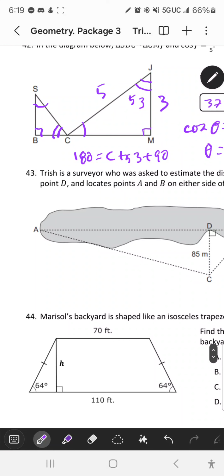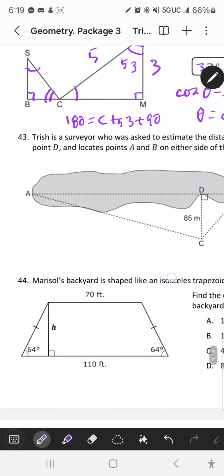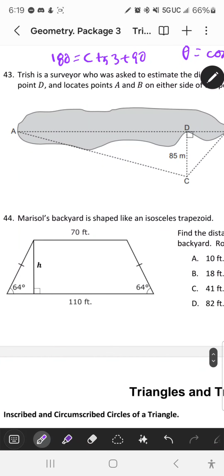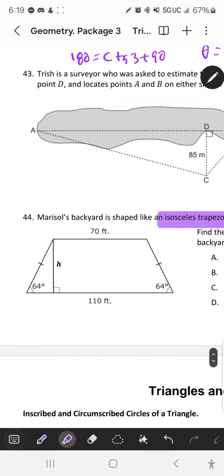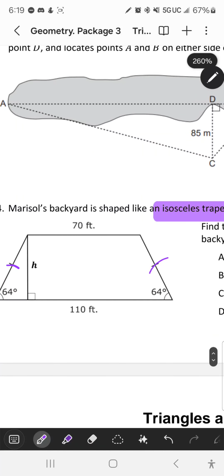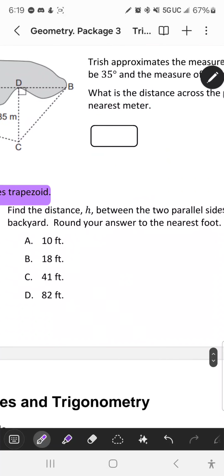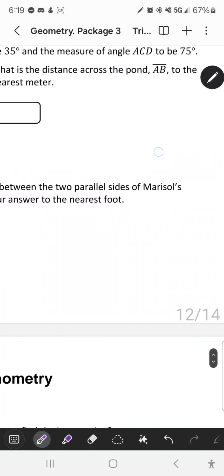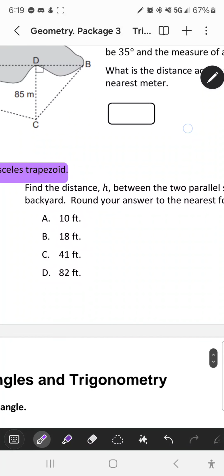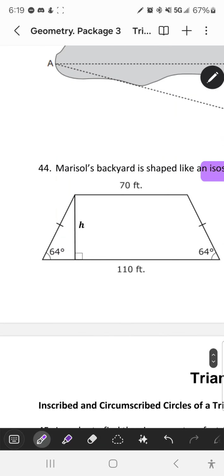Now let's see 43. We need to hurry a little bit. So Marisol's backyard is shaped like an isosceles trapezoid. So here's the clue: isosceles trapezoid. So we already know that this side is going to be equal to this side, like they labeled in the figure. It's something that is going to help us later. So now find the distance h between the two parallel sides of Marisol's backyard. Round your answer to the nearest foot.